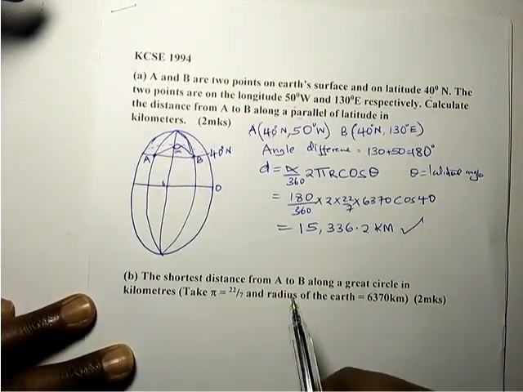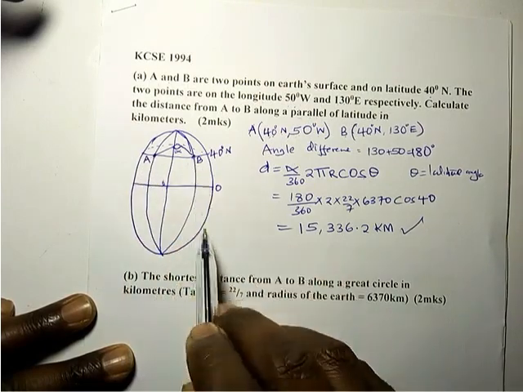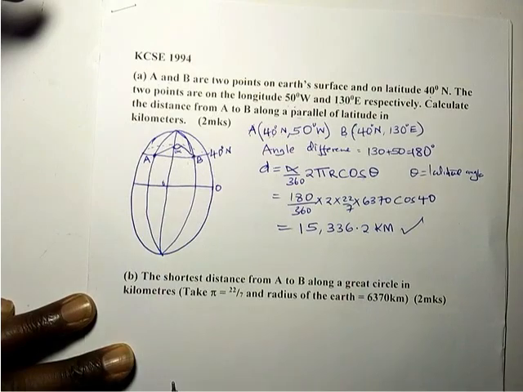So kitu ya kwanza ni kutambua whether point A, B lies on the small circle or great circle. So we have seen it's a small circle.